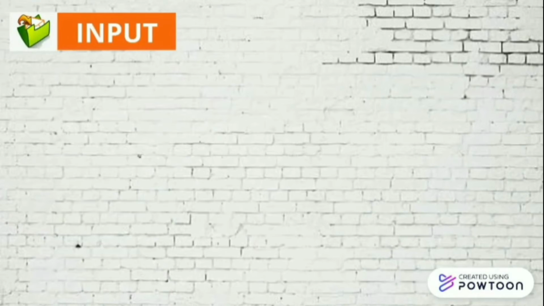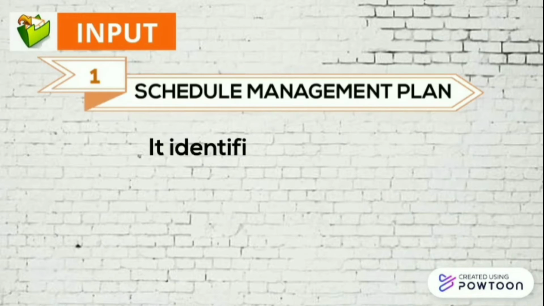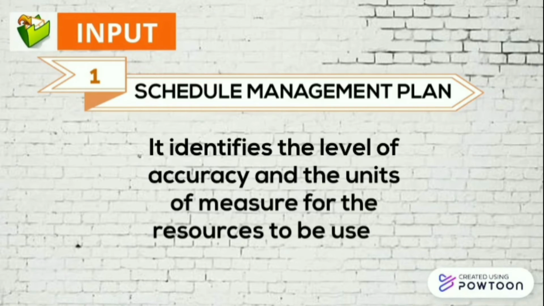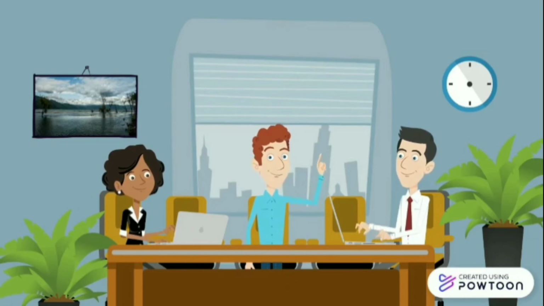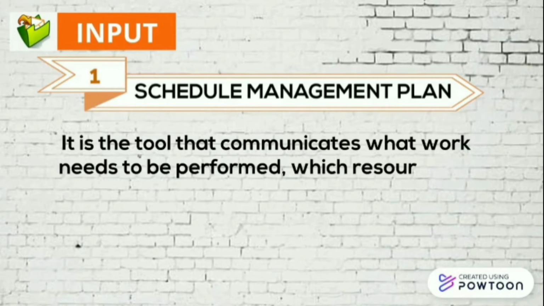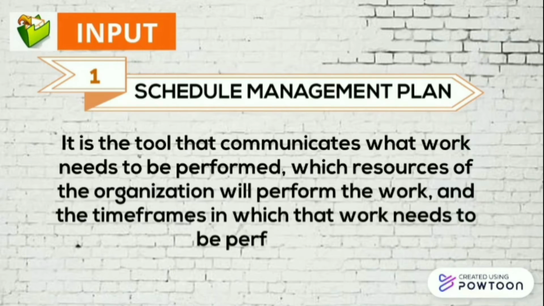The first input into the estimate activity resources process is the schedule management plan. It identifies the level of accuracy and the units of measure for the resources to be used. The schedule management plan will describe the approach of how the other processes of time management should be performed. In this case, the schedule management plan will provide methods of how to estimate activity resources and what is the level of accuracy of these resource estimations. The project schedule is the tool that communicates what work needs to be performed, which resources of the organization will perform the work, and the time frame in which the work needs to be performed.